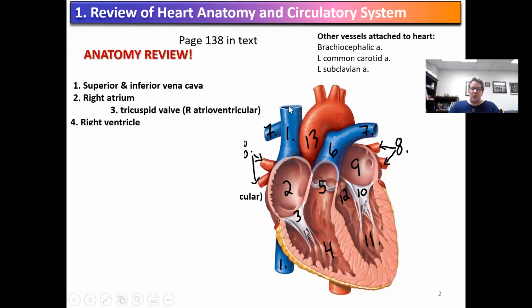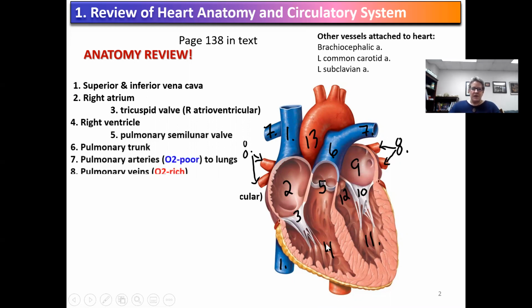For our review, I'm assuming you already know this stuff, but let's just go over it. Oxygen-poor blood returns to the heart through the biggest venous vessels, known as the superior and, down here, inferior vena cava. They empty their blood into the right atrium, marked number 2. Then that blood passes through the tricuspid valve, marked 3, also known as the right AV valve, which stands for right atrioventricular valve. And then the blood enters the right ventricle, marked 4. The right side of the heart processes oxygen-poor blood that is on its way to the lungs, as opposed to the left side of the heart, which, as we'll see, processes oxygen-rich blood that has returned from the lungs.